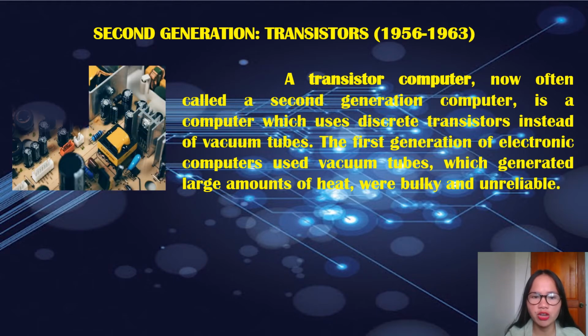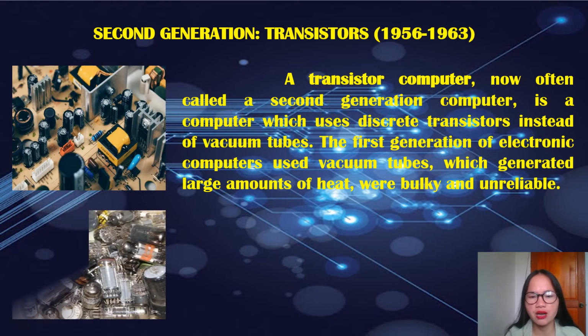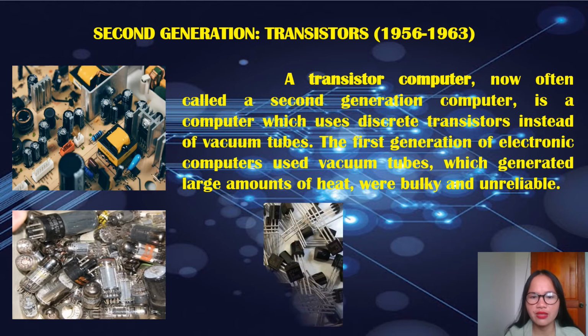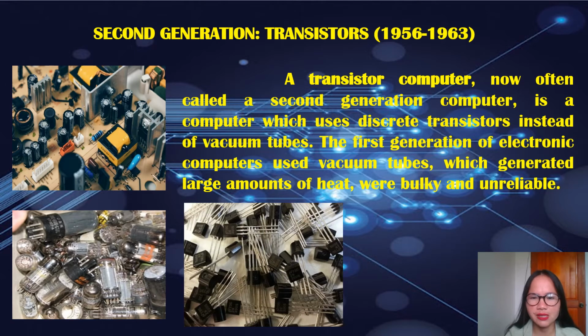Next generation is the second generation of computers, and the example of these are the transistors. And it started within the year 1956 to 1963. And these are the examples of the transistors. A transistor computer, now often called the second generation computer, is a computer which uses discrete transistors instead of vacuum tubes.